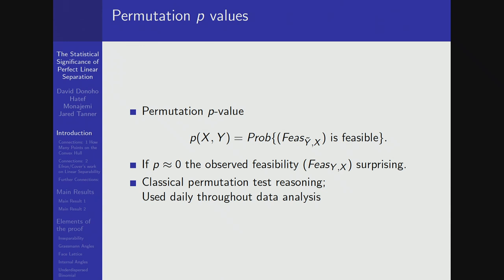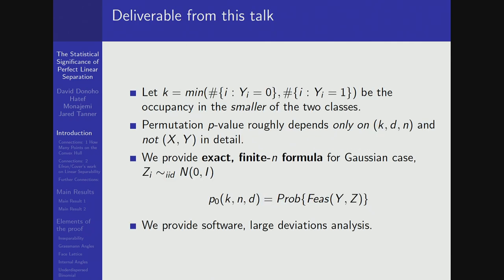So this predicted p-value, p of x given this permutation y, is this observed feasibility. This is just a classical permutation test that's commonly used. And as I said on the board here, k is going to be the smaller of the sizes of the two classes. What we're going to show is that the results for this p-value roughly depend on just these three values, k, d, and n, and in particular the ratios of these values if the problem size is very large. But we'll look at something extremely small to begin with.